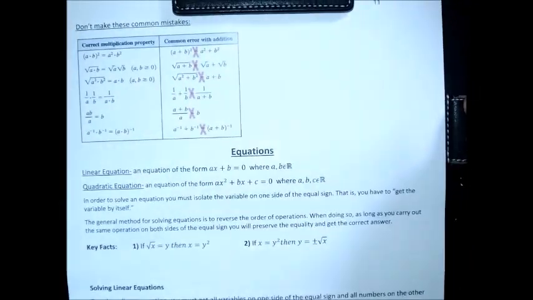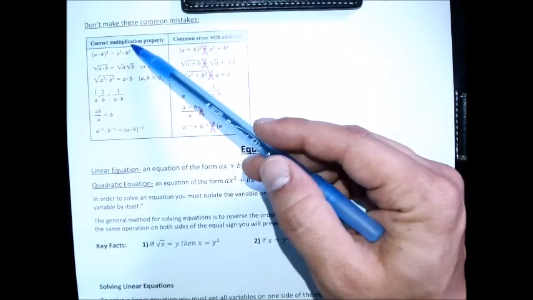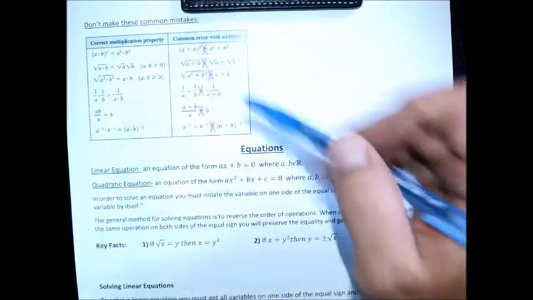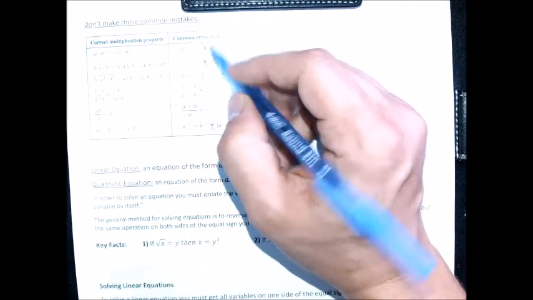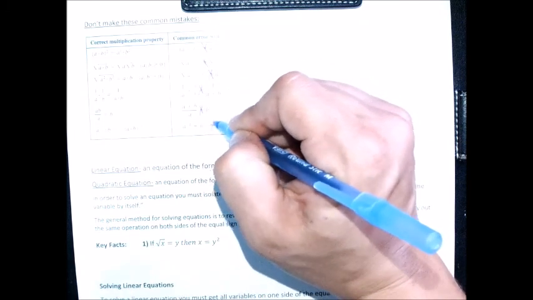Before we talk about equations, the first thing on this page is a bunch of mistakes that people make all the time, and I'm trying to head those off before you make them. Things on the left are true properties. Things on the right are not true, so there's an X through the equal sign. It's saying those things are not equal. Do not do those things on the right.